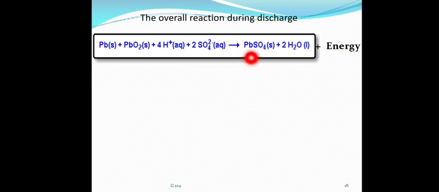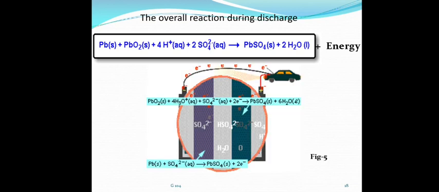Is it not? So due to the discharging, what happens? Pb and PbO2 slowly get exhausted and turn into PbSO4. That is happening. It is just a graphical representation. If it is a little bit confusing, just remember these reactions separately and combined.